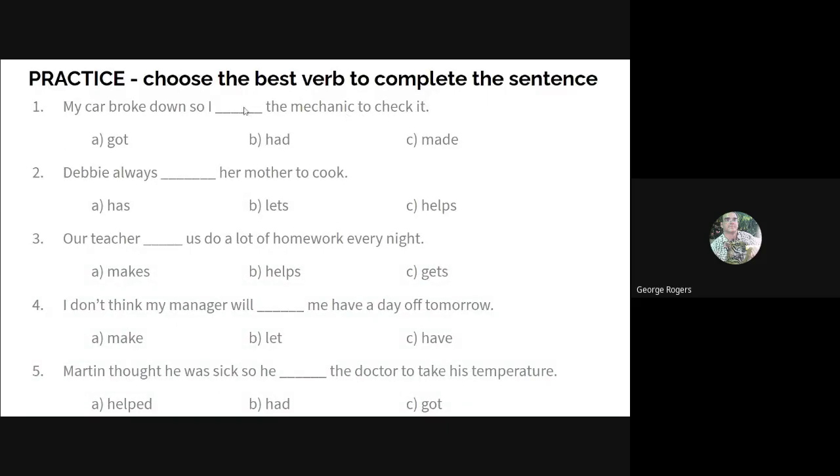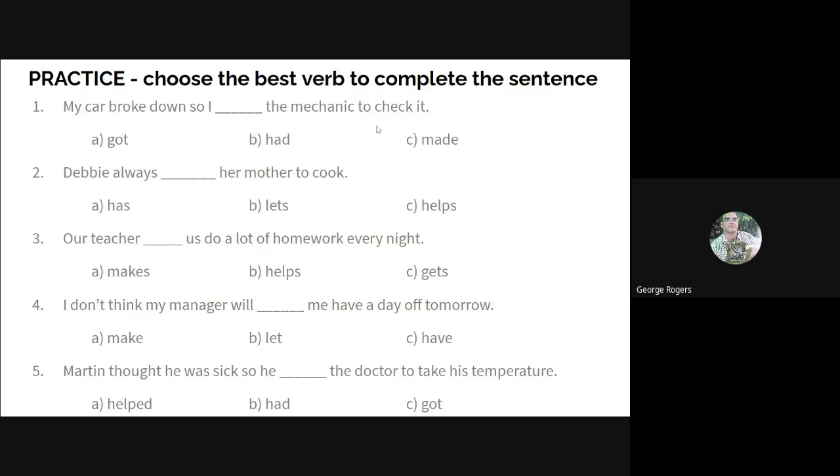Choose the best verb to complete the sentence. My car broke down, so I blank the mechanic to check it. So I blank the mechanic, and notice this, to check it. This is the base verb, check. Check means to look over. That's the way we're using this. They're looking at my car.